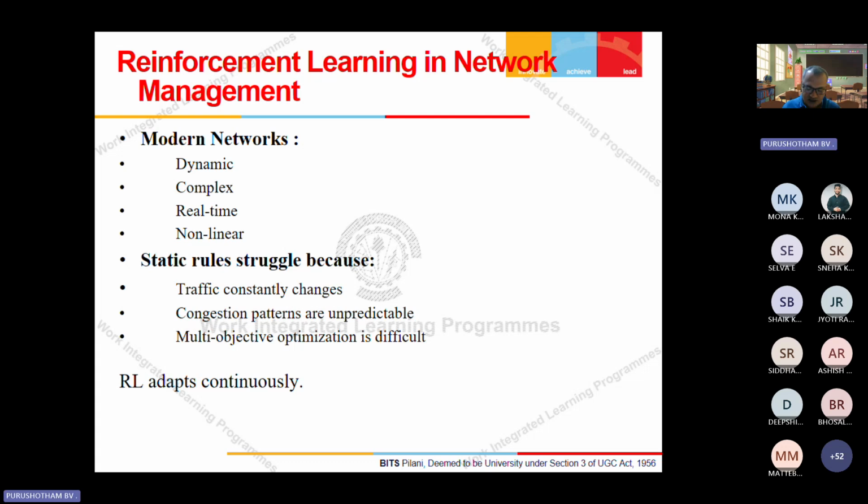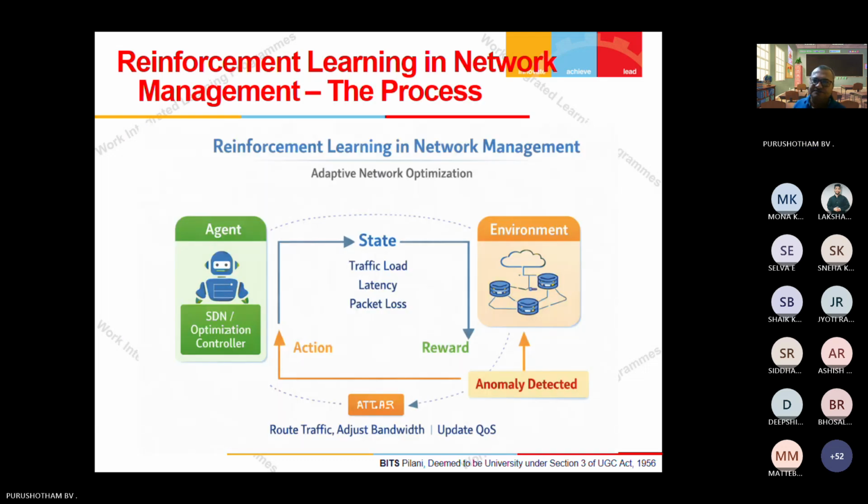Some of the modern networks are dynamic in nature, complex, real-time, and non-linear. So static rules will not be possible because they struggle with traffic constantly changing, congestion patterns which are unpredictable, and multi-objective optimization which is very difficult. Now reinforcement learning adapts continuously.